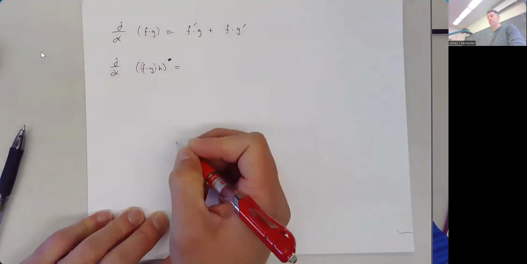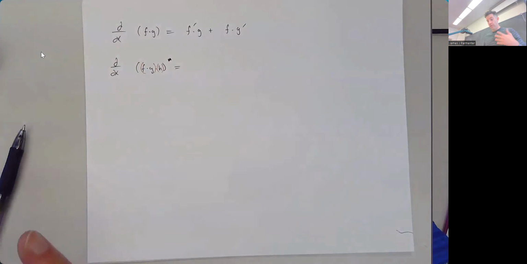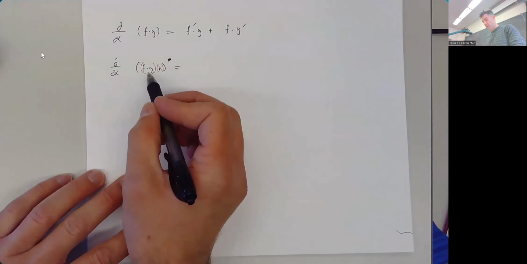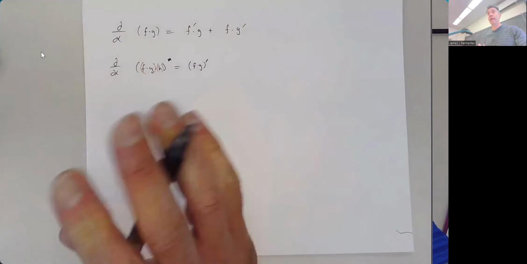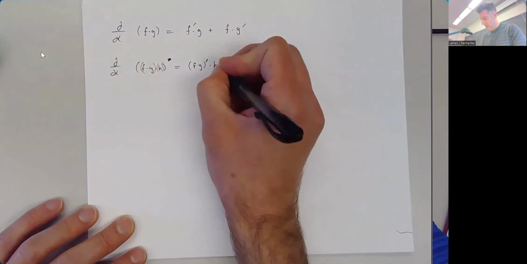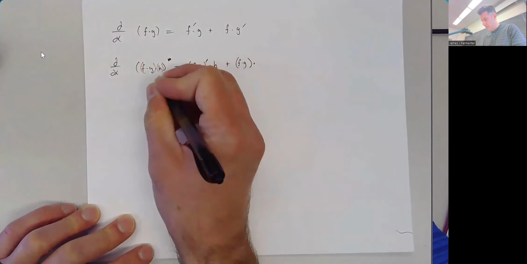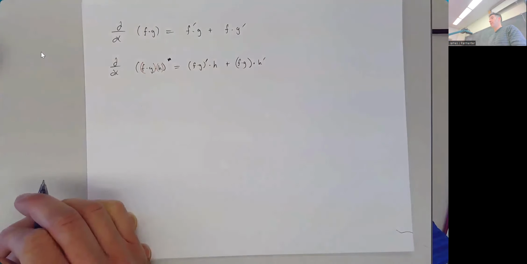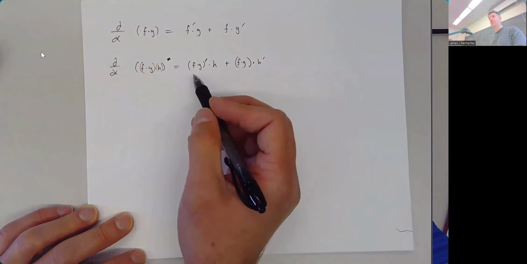There's one thing. There's the other thing. So for a product rule, it's the derivative of the first thing, which we'll deal with in a minute, times the second thing, plus the first thing times the derivative of the second thing. But now, what's the derivative of the product f times g?